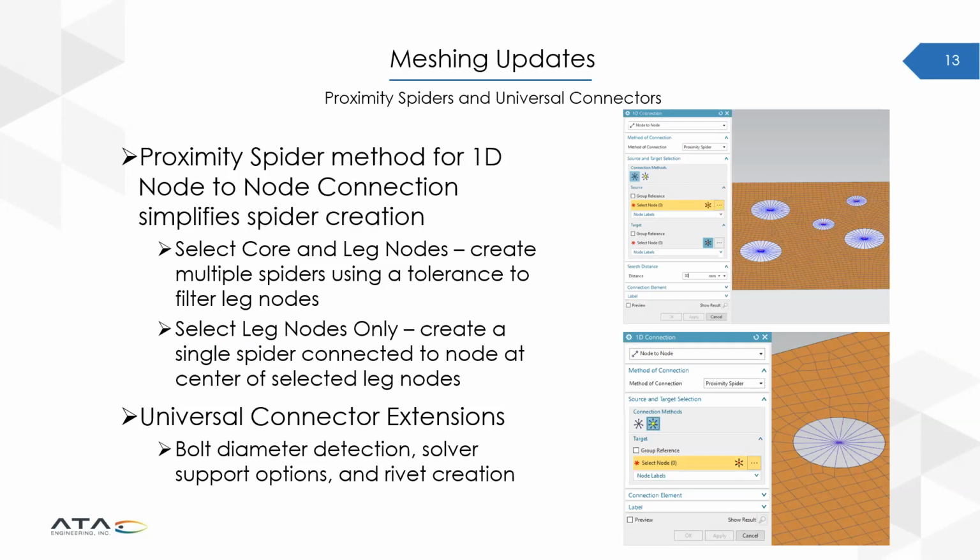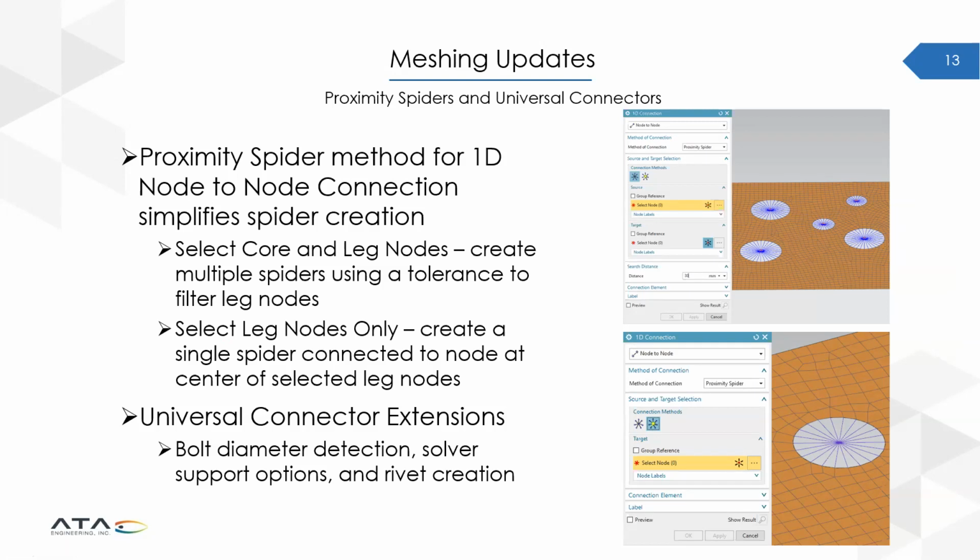The first, you select the core nodes and the leg nodes. So you can create multiple spiders, and there's a tolerance. So basically you pick your center nodes, and you pick your leg nodes, and depending on the distance, any leg node that is within the search distance for the center node will be attached.